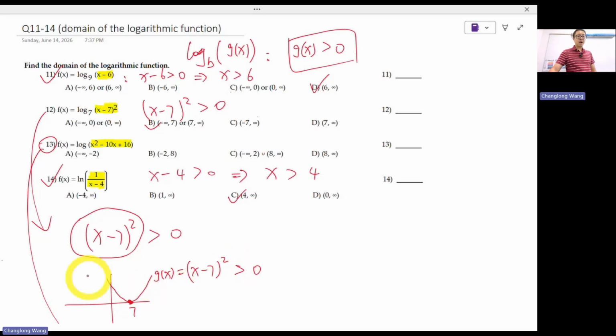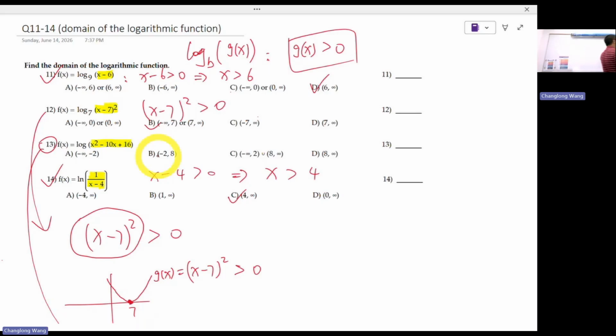And I realized that it's a parabola open upward, touching the 7, right? Only once and bounce off. And therefore, all real numbers except for 7, right? That'll work. Cannot take 7 because you have a 0 exactly, right, from this guy. But log doesn't take 0, right? Negative, 0, they're bad, right? Only positive numbers.